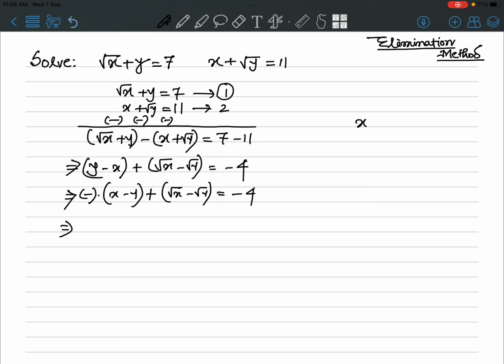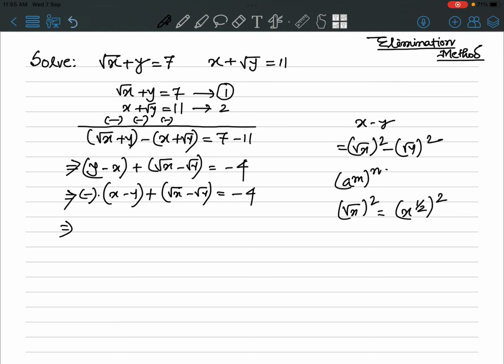Now we can write x minus y as root over x whole square minus root over y whole square. How? There is a formula in the rules of indices, a to the power m whole to the power n. That is the same formula I am applying here, because root over x whole square we can write as x to the power half whole square. Now we multiply the powers, that means half into 2. The 2 and 2 cancel out each other, then x to the power 1, which means x. That means we can write x equals root over x whole square.